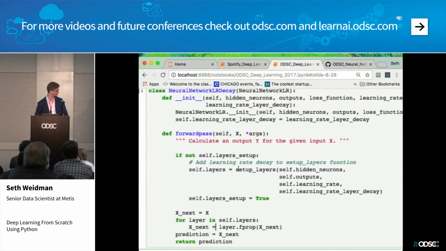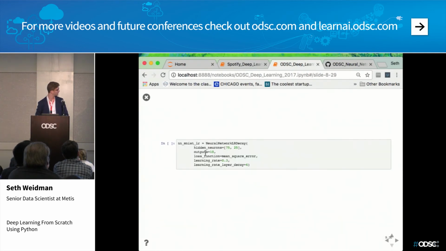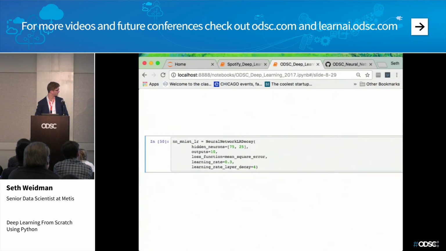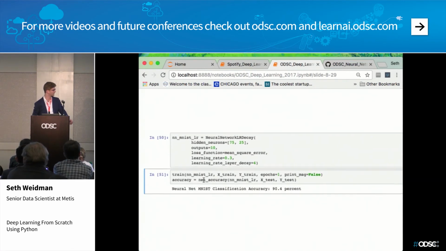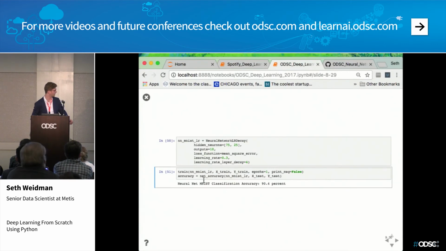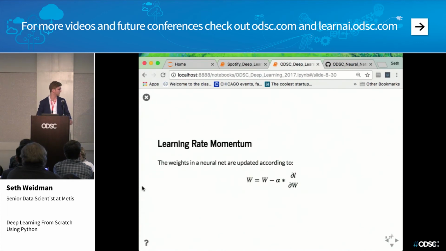We'll have to modify setup layers there to include the learning rate decay parameter. Define a little new neural net there. And let's run this. With randomly initialized weights, you never know what's going to happen. But most of the time when I've run this, it's given me better accuracy using this layer decay. We'll see. 90.4. I think it was at like 88 or 89 before, so probably not significant there. Still, we're seeing how this stuff works.